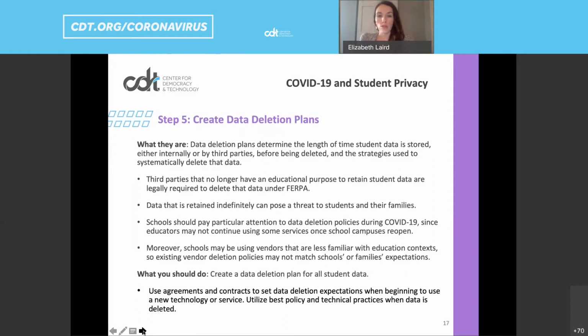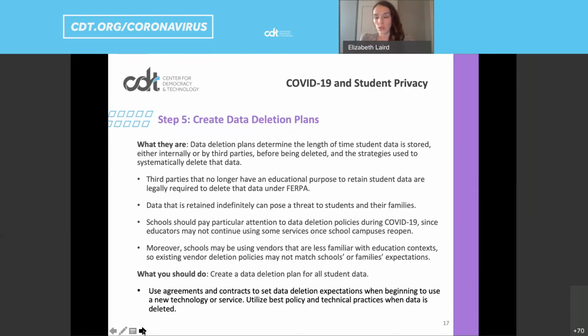The fifth step that I want to talk about is data deletion and how important that is. This is not a new issue for our project. We wrote a paper on this a couple of years ago, but it's only more important now that data is being shared with new kinds of organizations and for different purposes. And so this is important because, one, there's a legal aspect to it, which is that if there's no longer a need for a vendor to have that data for an educational purpose, they must delete it. So that is a legal requirement.